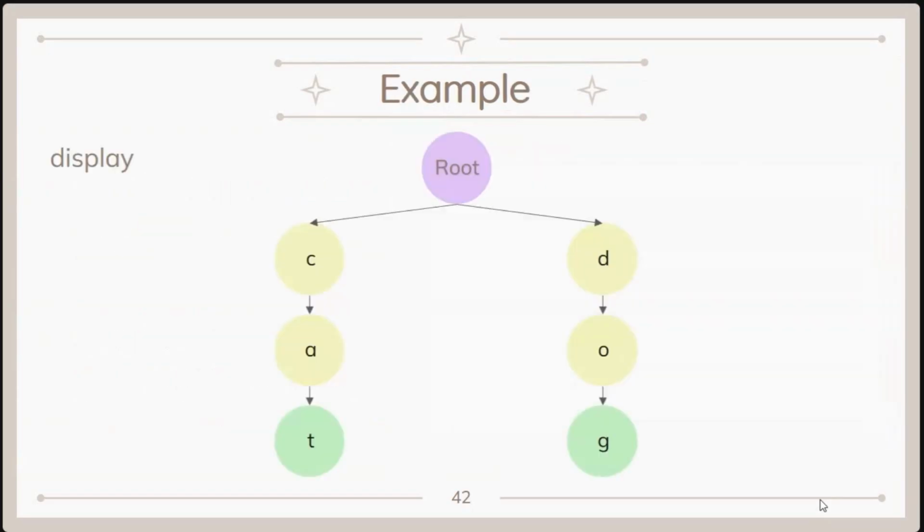So here's how it works. From the root, we go to find cat. We have C, A, and T. The whole word cat is found, and then we print it out if we want. The same thing happens for dog. We go for D, O, and G, and then we just need to print it out on the screen.